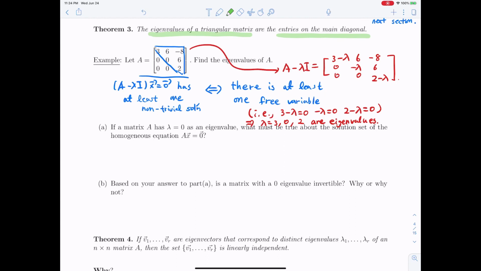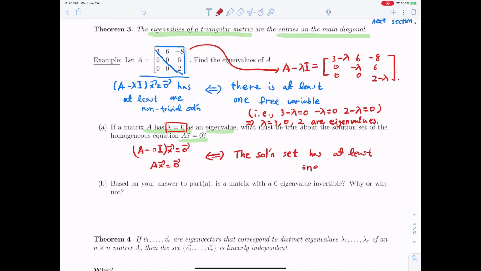So specifically, if a matrix A has 0 as an eigenvalue, then what can you tell about the solution set of the homogeneous equation Ax equals 0? Well, if 0 is an eigenvalue of A, then we have A minus 0I times x equals 0 has a non-trivial solution, or Ax equals 0 has a non-trivial solution. And this is equivalent to the solution set having at least one free variable. So based on this observation, if 0 is an eigenvalue of the given matrix, then there exists a non-pivot column, or in other words, the given matrix is not an invertible matrix.